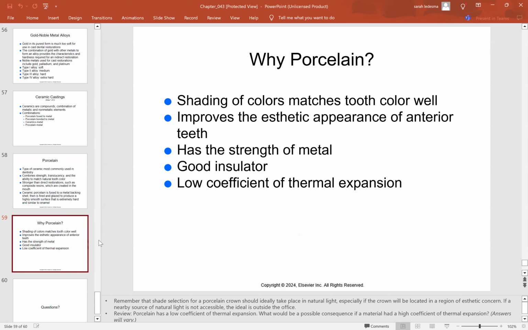Porcelain is going to provide a good color match, so this would be aesthetically pleasing for the anterior teeth. It has the strength of metal and it's a good insulator to protect the pulp. And then it also has a low coefficient of thermal expansion.